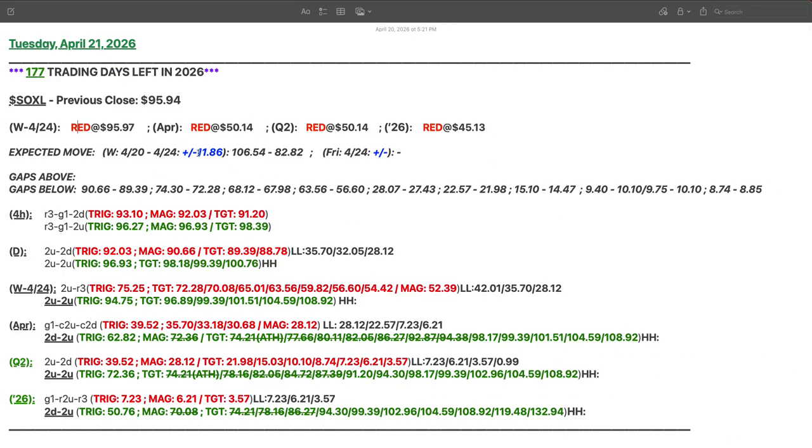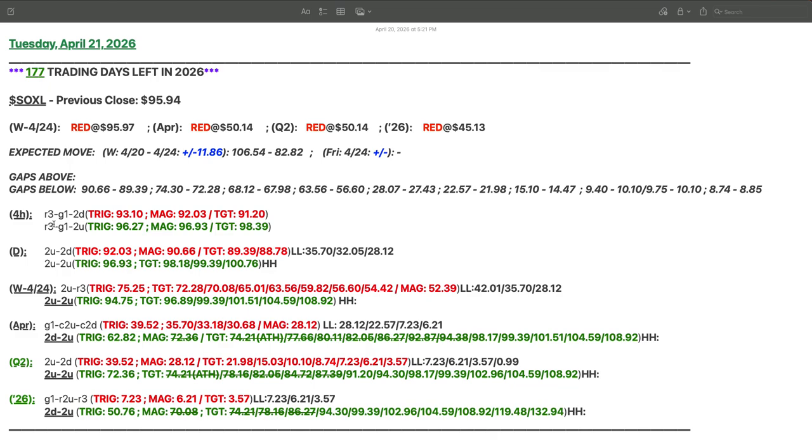So we are basically full time frame continuity to the upside. And we know that the market maker's expected move for the week was plus or minus $11.86 from the close on Friday, which gave us an expected range of 106.54 to 82.82. Obviously, we are at all-time highs, so there are no gaps above, but we do have some gaps below that we've taken note of.